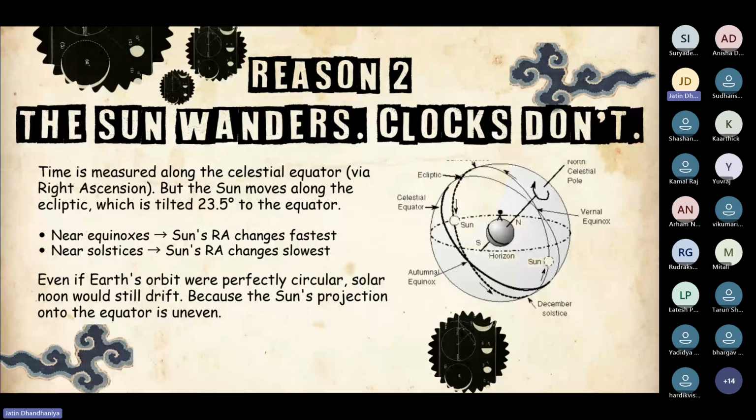Which brings us to the second reason. The sun wanders and clocks don't. Time is measured across the celestial equator via the right ascension, right? But the sun moves across the ecliptic, which is tilted 23.5 degrees to the equator, as Anisha may have told you. Near equinoxes, the sun's RA changes fastest, and near solstices, the sun's RA changes slowest. So even if Earth's orbit were perfectly circular, solar noon would still drift because the sun's projection onto the equator is uneven.